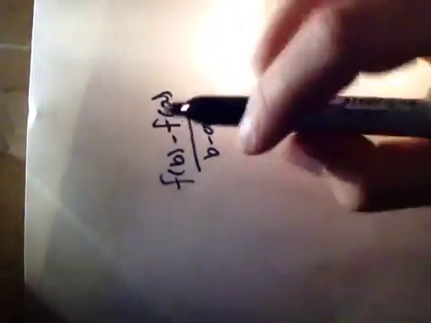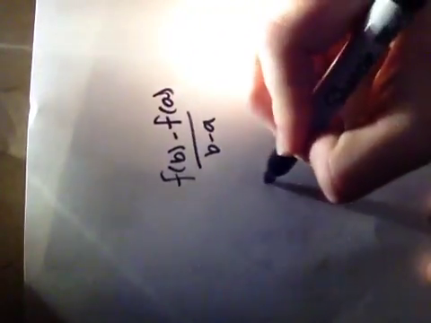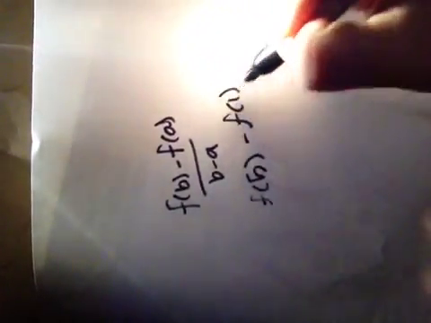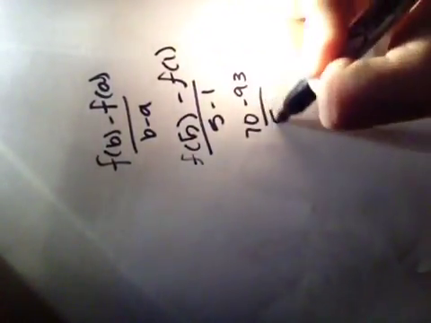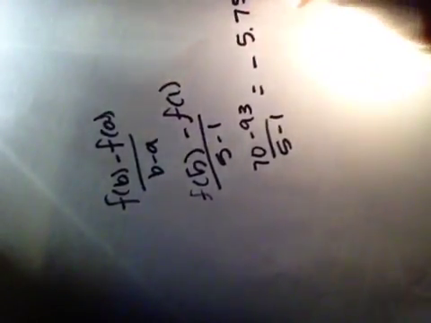f of b minus f of a over b minus a equation, and you would just plug in different values of b and a, but since I have the cheat sheet next to me, unfortunately I'm just going to show you using that method, and it tells me what intervals to plug in. And so I'm going to do f of 5 minus f of 1 all over 5 minus 1, which gives me 70 minus 93 over 5 minus 1, which equals negative 5.75.